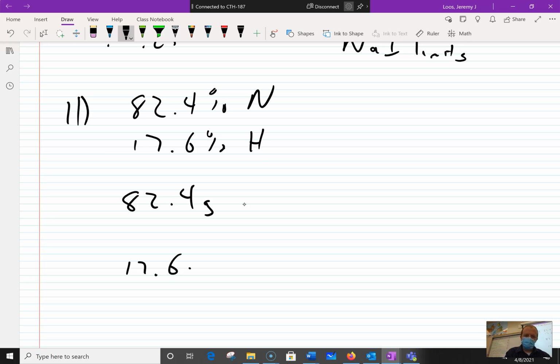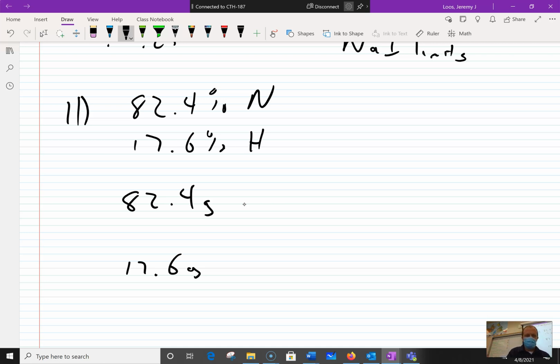So here's the logic. Here's what I'm doing. I am assuming I have 100 grams of this stuff, and the only reason I'm doing that is because that makes this percentage conversion really easy. If I had 100 grams of that stuff, 82.4 grams of it would be nitrogen, and 17.6 grams of it would be hydrogen. So percent to mass, mass to mole means just turn these both to moles of the things that we're talking about.